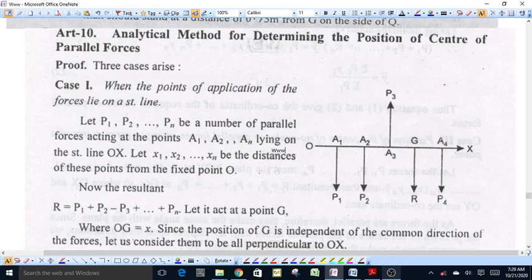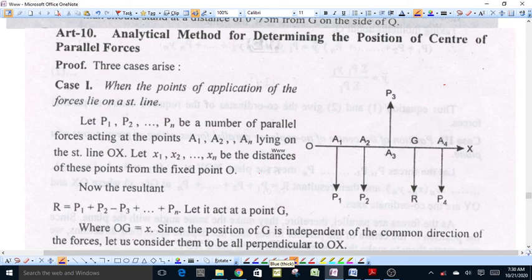Dear students, in the previous video we have studied how to find the moments of forces about a point. In this video we will discuss how to find the position of the center of parallel forces by using the concept of moments. We take three cases. In the first case, suppose that all the parallel forces act at the points A1, A2, An.